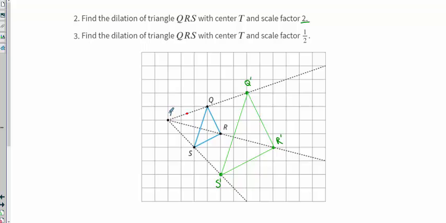So half of 1 is 1/2, and half of 3 is 1 1/2. So we'll just call that Q prime prime.